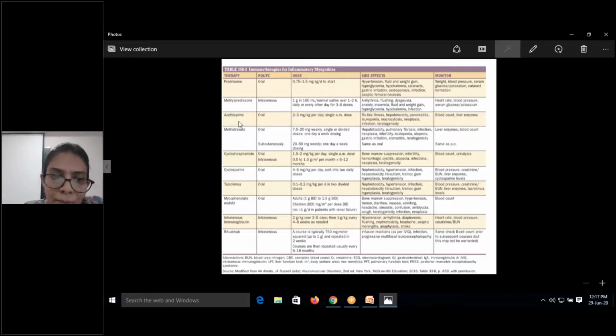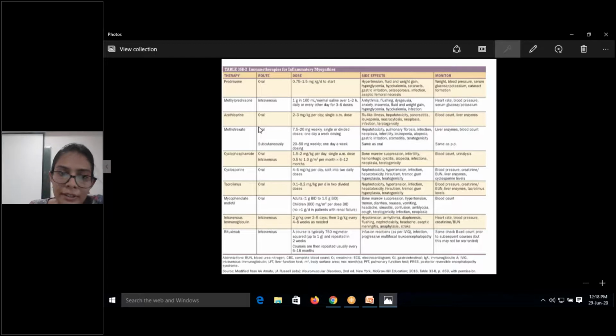Coming to immunosuppressive therapy, azathioprine can be tried. It can be given by oral route, 2 to 3 milligram per kg per day. Side effects are flu-like illness, hepatotoxicity, pancreatitis. Remember pancreatitis, this can be asked in your entrance. Monitor blood counts and liver enzymes. Teratogenicity can be present, but it is not very contraindicated.